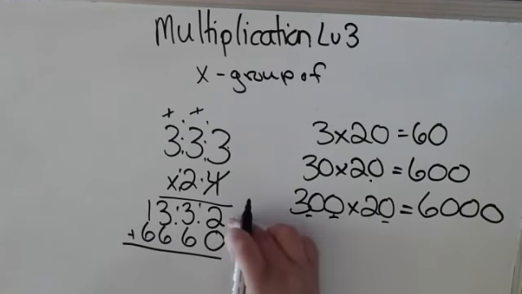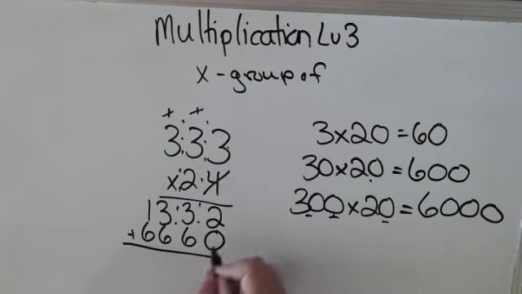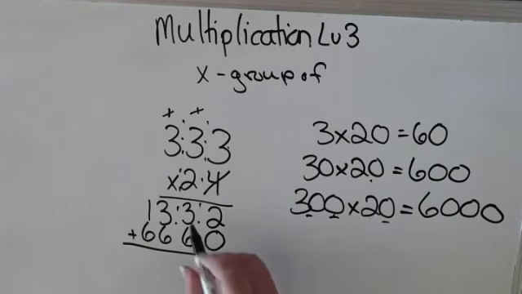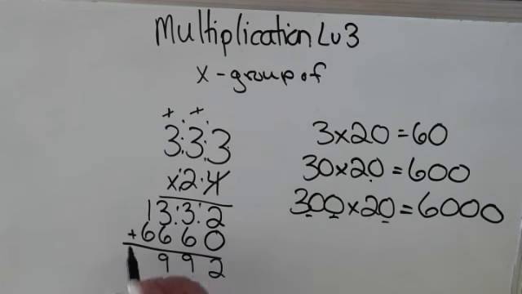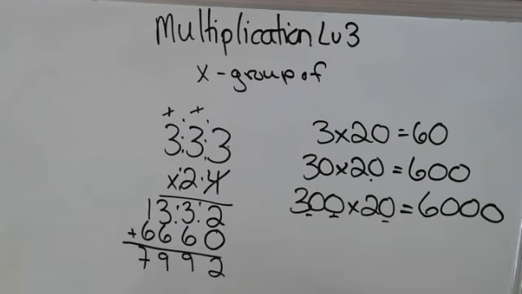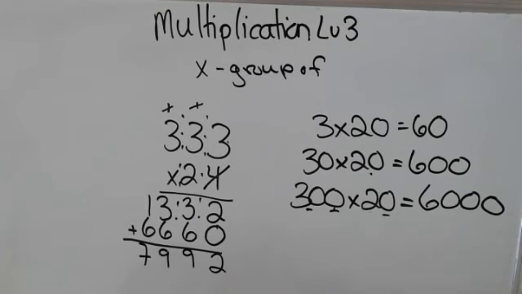I'm going to take these two numbers that I've generated from my multiplication, I'm going to add them up. So 2 plus 0 is 0, 3 and 6 is 9, 3 and 6 is 9, 6 and 1 is 7. Okay, so 333 times 24 is 7,992. That is 3-digit or more by 2-digit multiplication. Level 3.